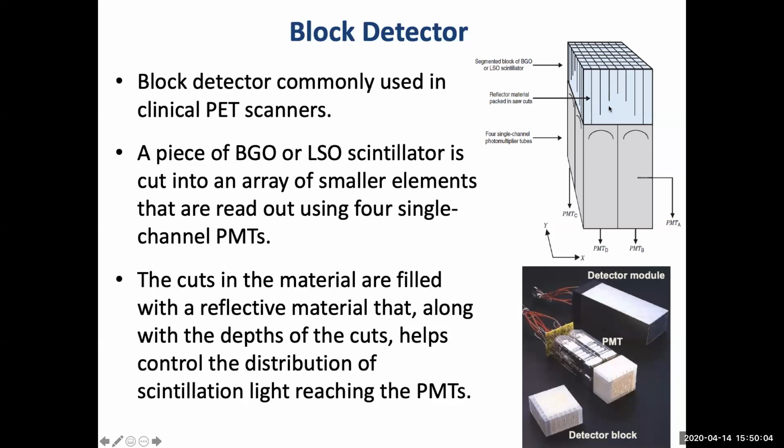The cuts in the material are filled with reflective material. Along with the depth of the cut and the separation between each cut, this helps control the distribution of scintillation light reaching the PMT by reducing and controlling optical crosstalk between scintillator elements. We don't want crosstalk between them. If an event is detected in one cut, it should remain in that cut, and because there is a reflector and a space, we don't want crosstalk of light between the elements of the crystal array. And this is the typical block detector used in PET. We have a crystal here, and four PMTs read one block of crystal.